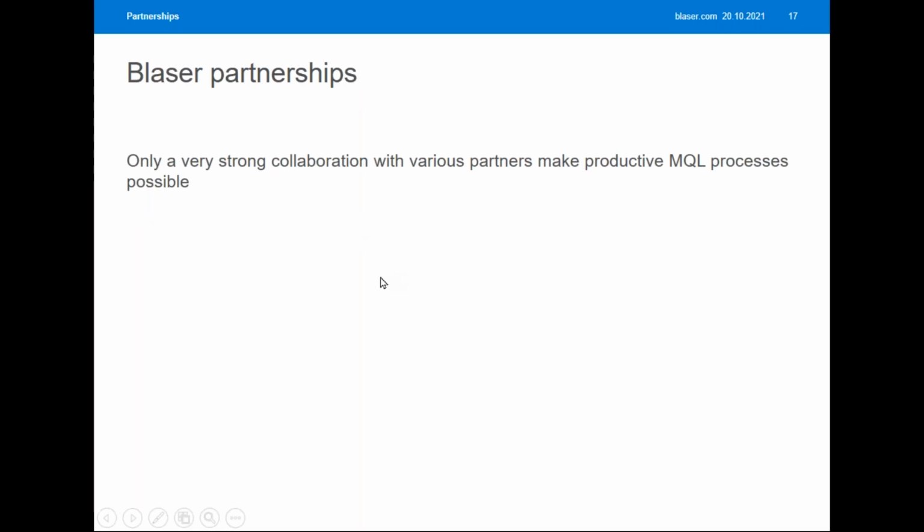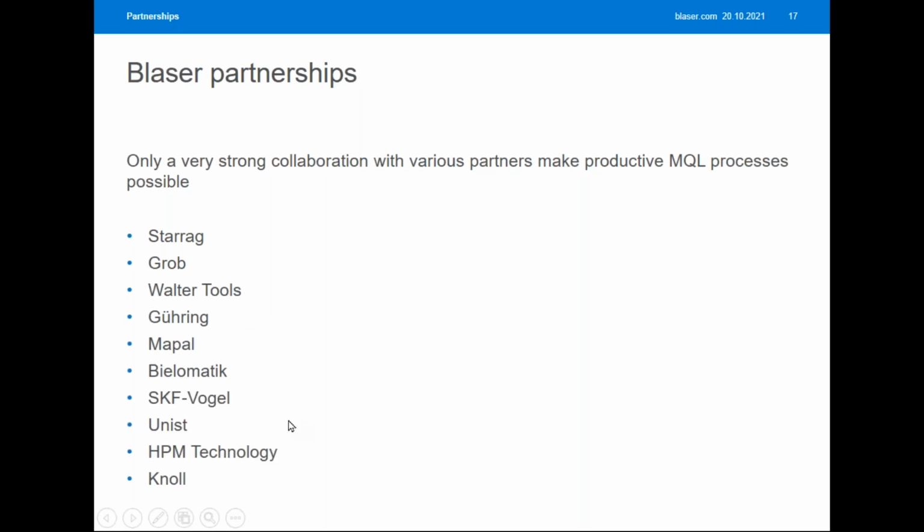engineer productive MQL processes. With the machine tool builders Starrag and Grob, we have strong partnerships, with the tool builders Walter, Güring and Mapal, with the MQL device builders Pilomatic, SKF Vogel, Unist, HBM Technology and Knoll. We're also working with others, but these are the main players that we are working together with.